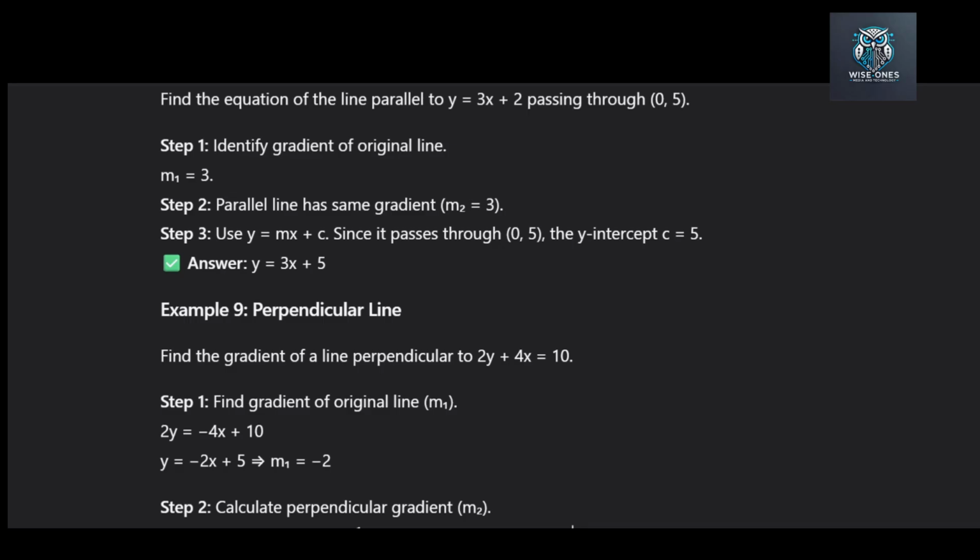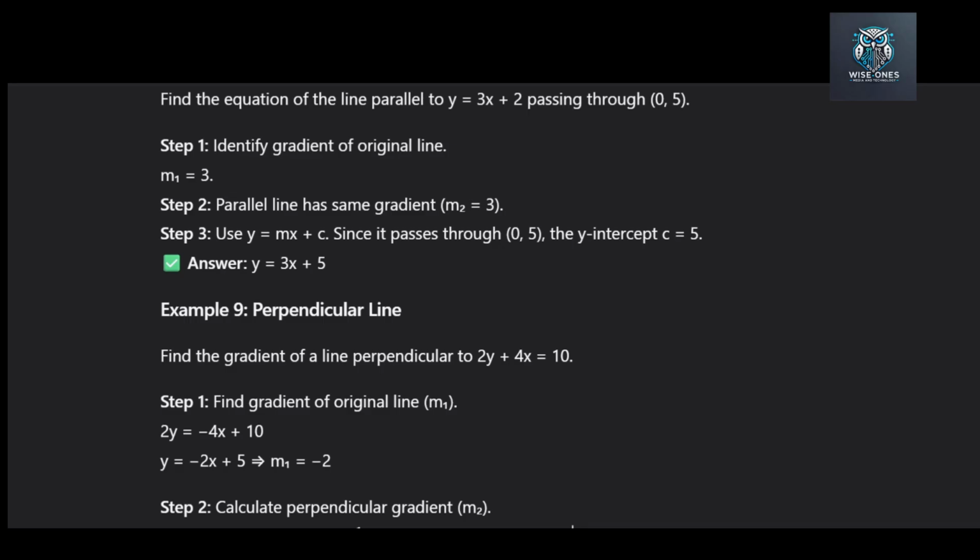Step 3. Use y equals mx plus c. We know m is 3, so y equals 3x plus c. The line passes through (0, 5). This is actually the y-intercept, so c equals 5. The answer is y equals 3x plus 5. Easy, because the point given was on the y-axis.